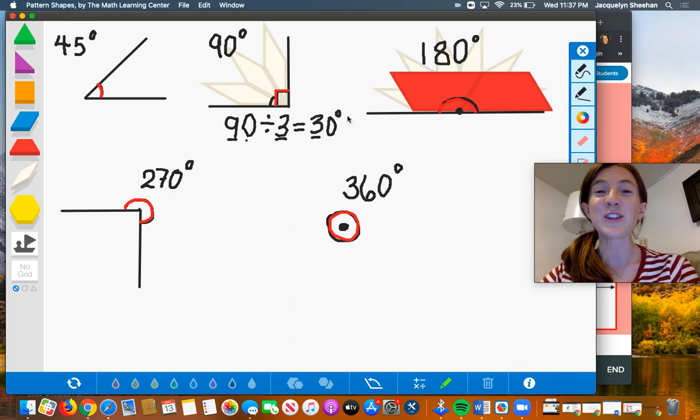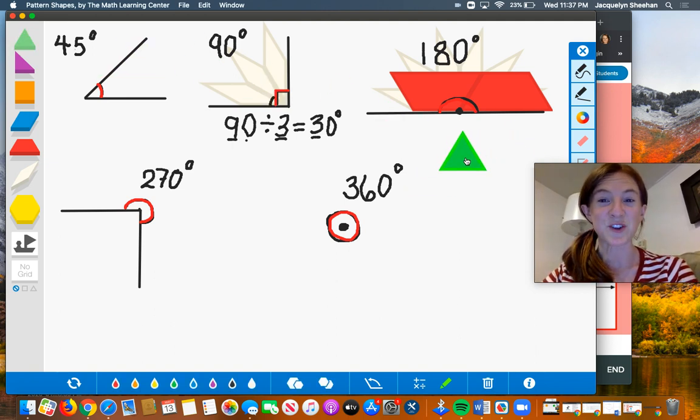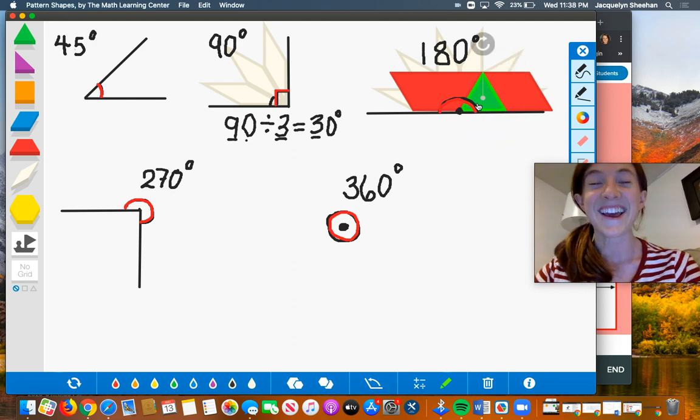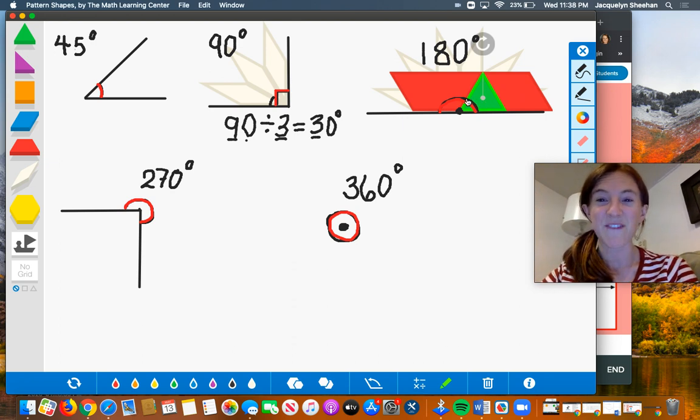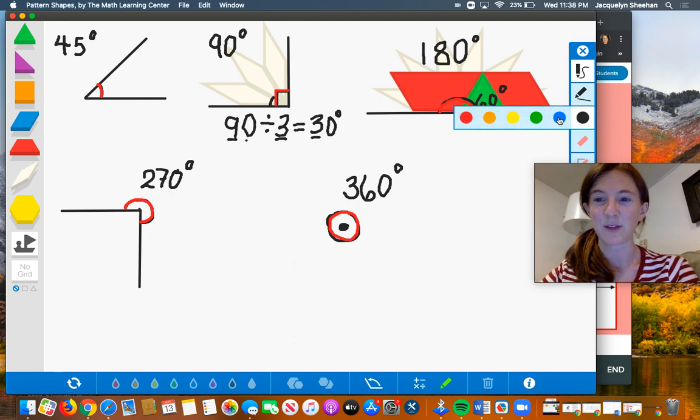But I can use what I remember from other angles to see if I can help narrow down what these angle measures are. I remember that this triangle was 60 degrees from yesterday, this equilateral triangle, and it looks like this angle might be 60 degrees. So I'm going to grab this pattern block, hold it up to it, and see that, yes, it is. So if this is 60 degrees right here, that gives me a really big clue to figure out what this trapezoid angle is right here. I'm going to use blue to show it.